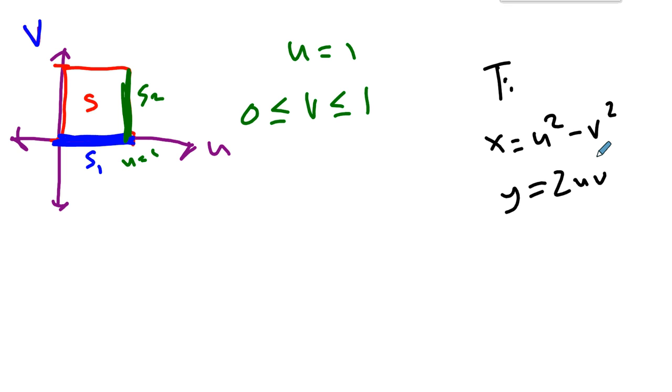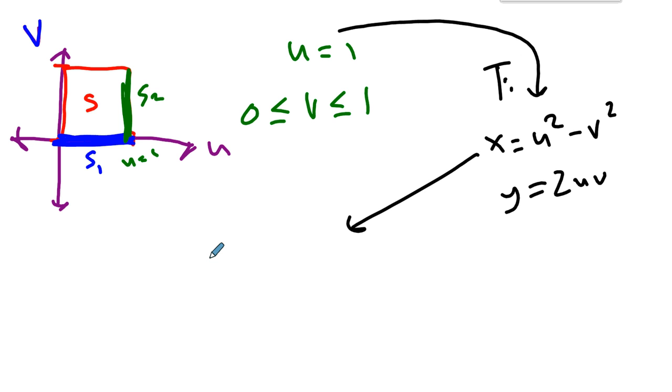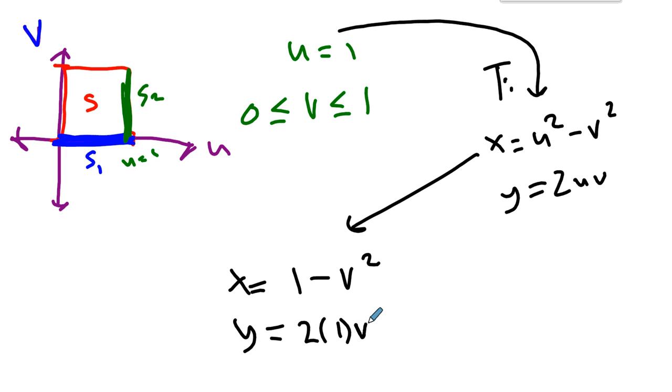So what we're going to do now is try and plug these things in. If we take U, for example, and we put it in there, then what do we get? We get X equals 1 squared, which is 1, minus V squared, because V spans between 1 and 0. And then if we take Y, Y is equal to 2 times 1 times V. So that lets us know that Y equals 2V.